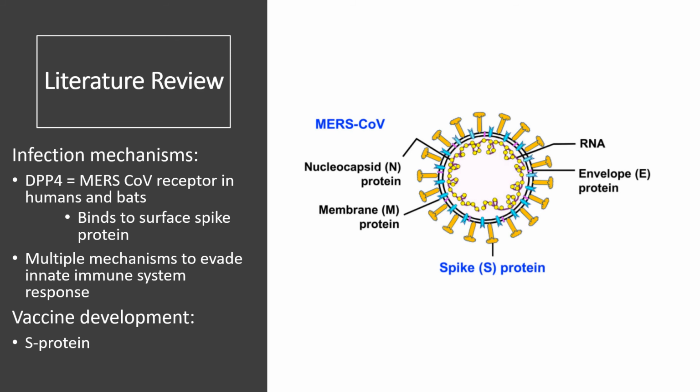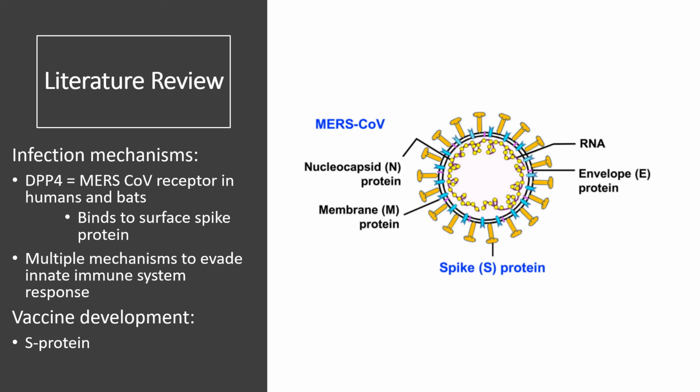MERS-CoV's surface spike protein binds to epithelial cell receptors in humans and bats. Several structural proteins on the viral particle are involved in mechanisms that evade the host's innate immune system response. That is, the rapid recognition of foreign molecular structures by monocytes, macrophages, dendritic cells, and natural killer cells. This in turn delays the response of the adaptive immune system comprised of antibody-producing B cells and cytotoxic T cells.